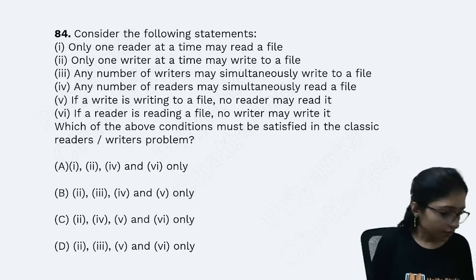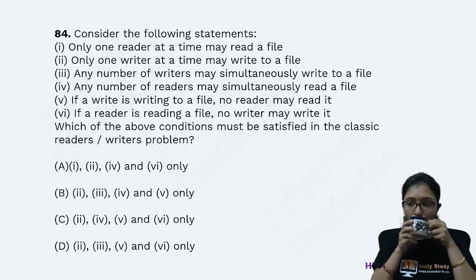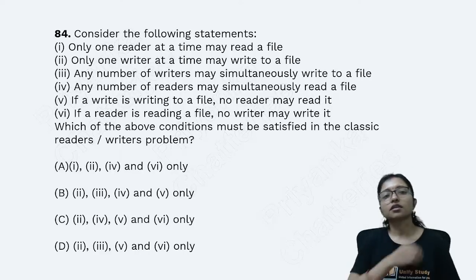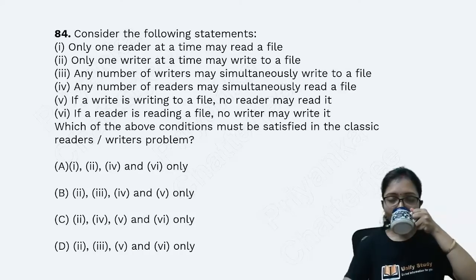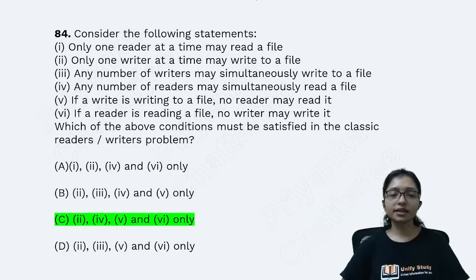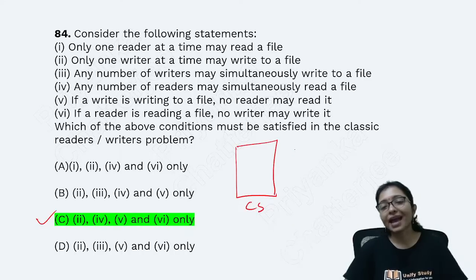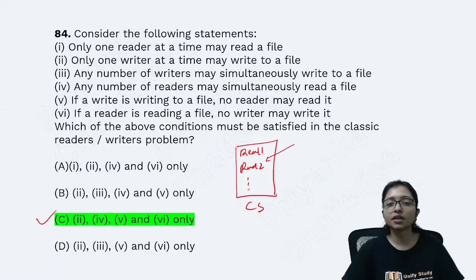Tell me what is the answer for this. Answers are coming. Option C is the correct answer. It is the reader-writer problem. This is the critical section problem, where in the critical section at a time multiple readers can come: reader 1, reader 2, reader 3. Multiple readers are reading, that is not a problem. Multiple readers can come at a time into the critical section.